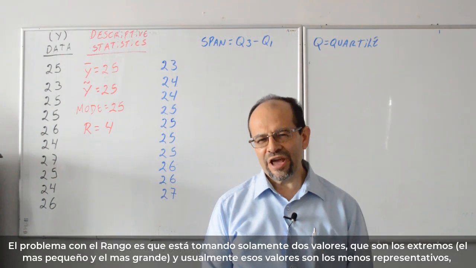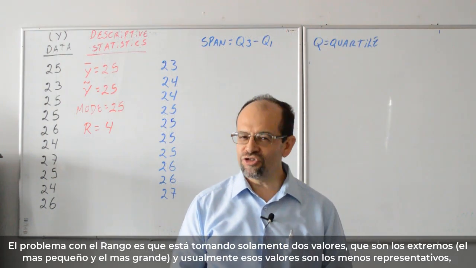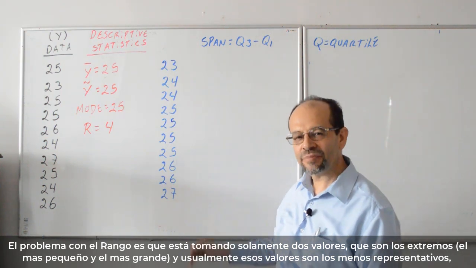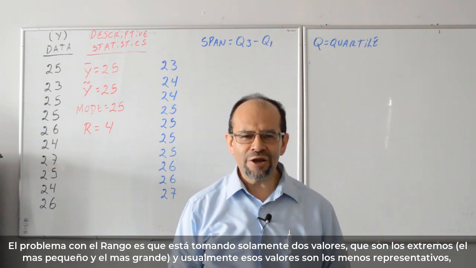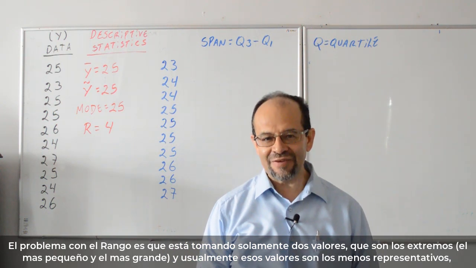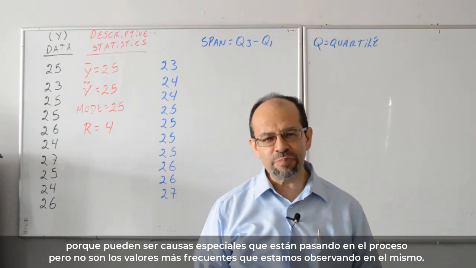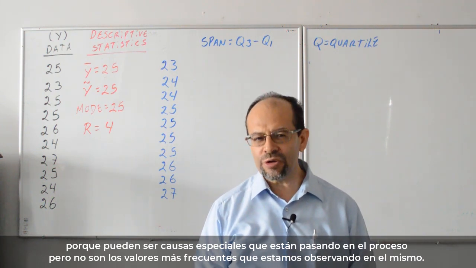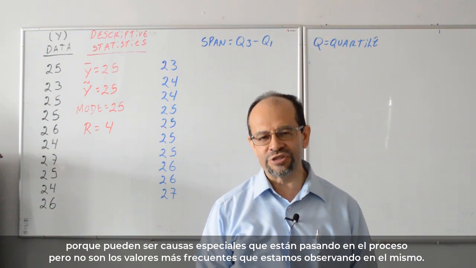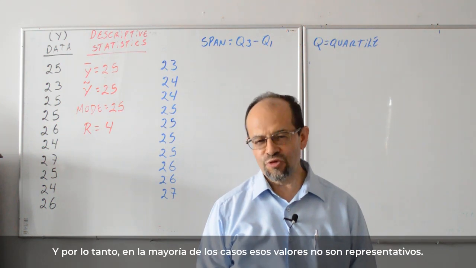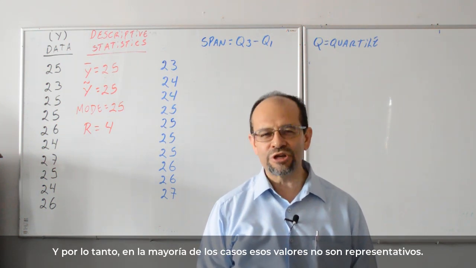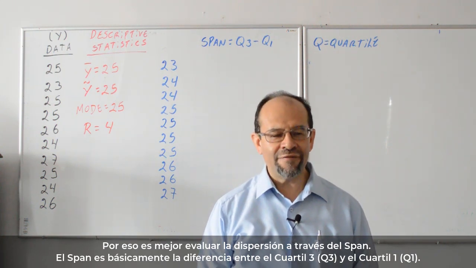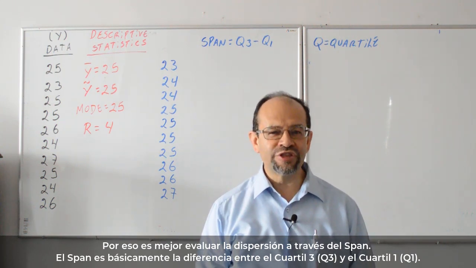The problem with the range is that it's taking only 2 values, which are the extremes, the smallest and the biggest. And usually those values are the least representative ones, because those can be special causes that are happening in the process, but are not the most frequent values that we are observing from the process, and therefore in most of the cases those values are not representative. That's why it is better to evaluate the spread through the span.